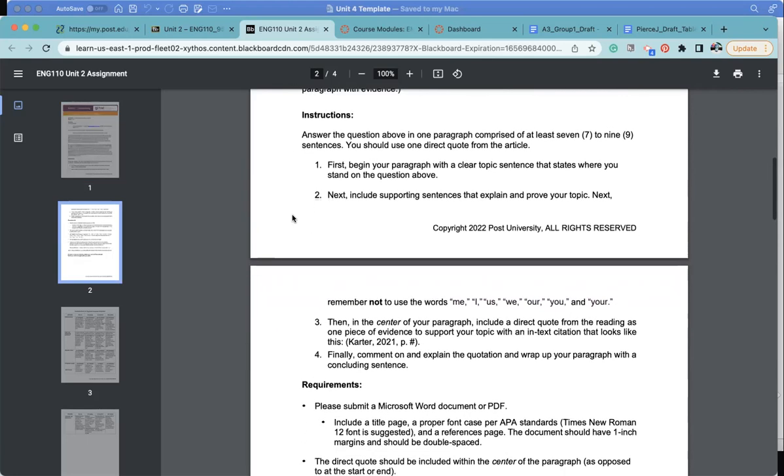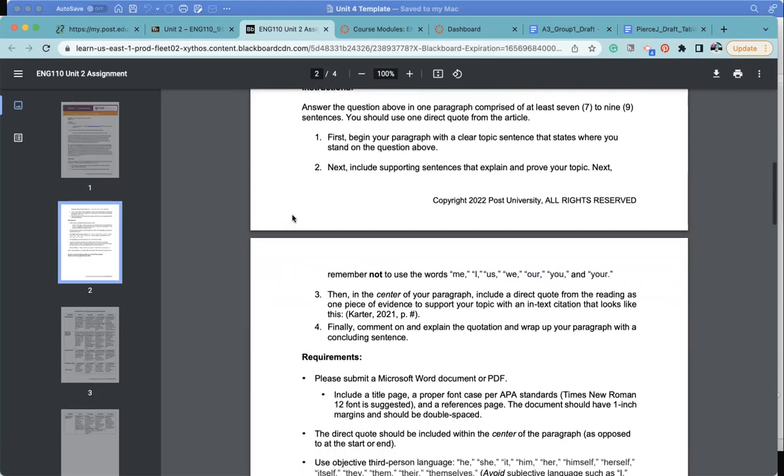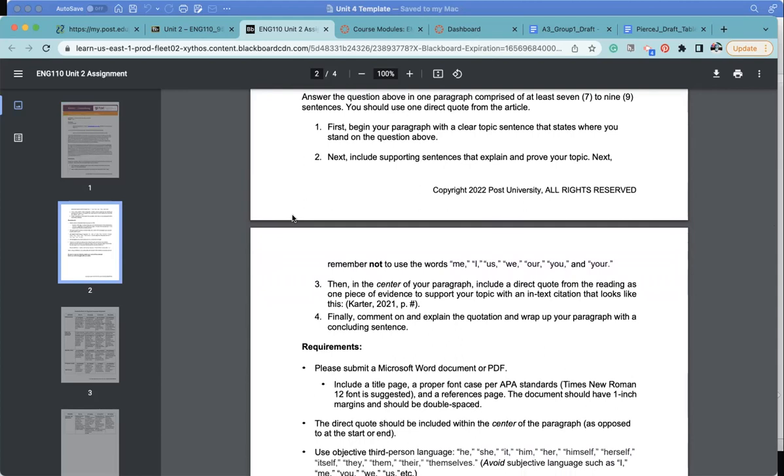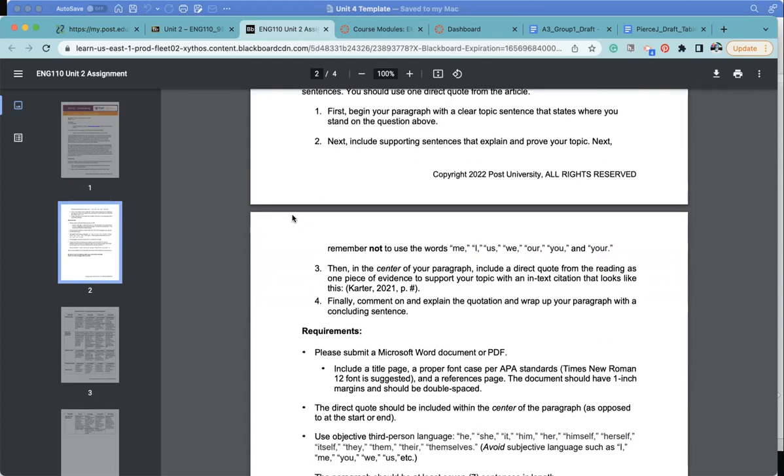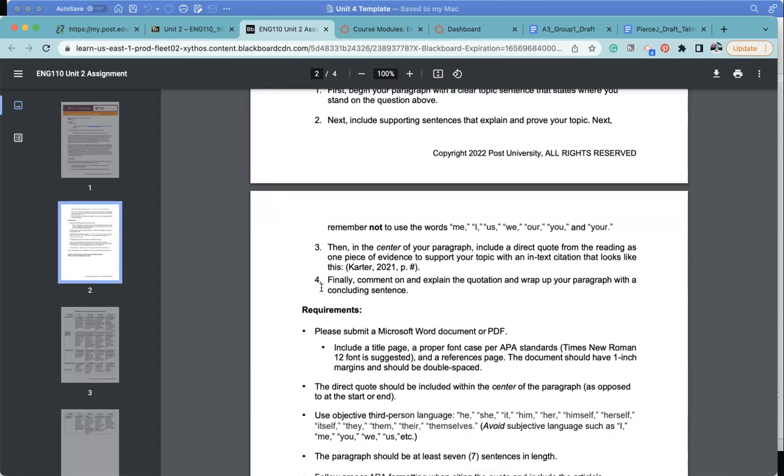Here are some additional requirements and instructions. First, begin your paragraph with a clear topic sentence that states where you stand on the question above. So your topic sentence will literally probably be either Americans should be allowed to vote by mail or Americans should not be allowed to vote by mail. It can be that simple. Next, include supporting sentences that explain and prove your topic. Don't use I, you, me, our, or your. And then in the center of your paragraph, include a direct quote from the reading as one piece of evidence to support your topic with an in-text citation that looks like this.